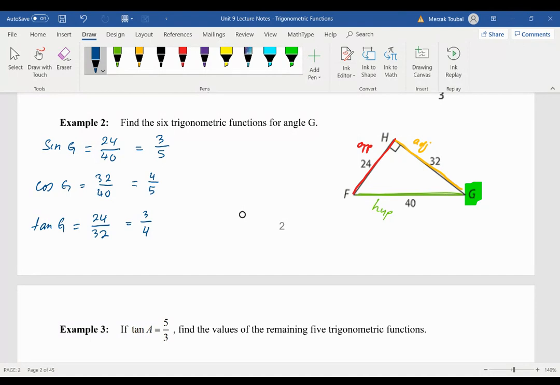Now for the remaining 3 trig functions, we just take the reciprocal. So in regards to cosecant, which is the reciprocal of sine, it is 5 over 3. And secant, which is the reciprocal of cosine, is 5 over 4. And cotangent, which is the reciprocal of tangent, is 4 over 3.